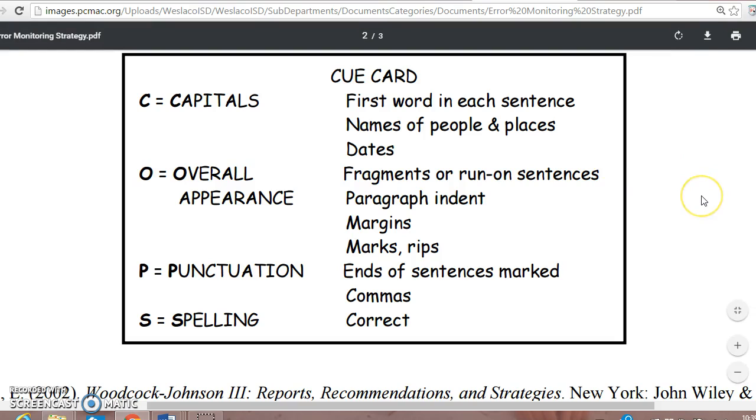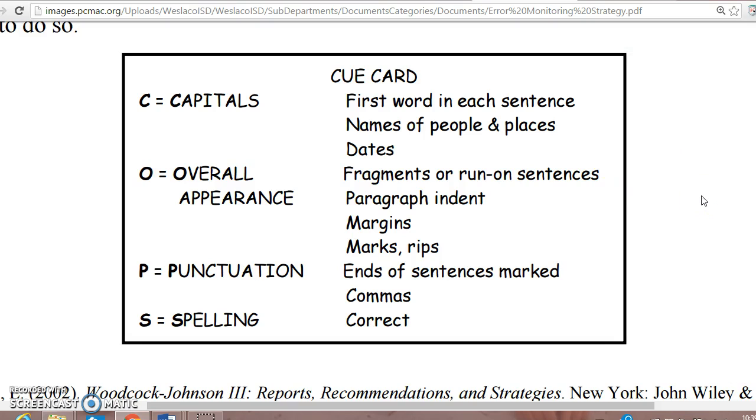So this would be the first cue card. Like I said, it shows the letters, what each letter stands for, and what type of error you're looking for that corresponds to that. So capitals, it lets the student know that you're looking for the first word in each sentence, the names of people and places, dates, punctuation. It lets them know that this is going to be around the ends of sentences that are marked, commas.